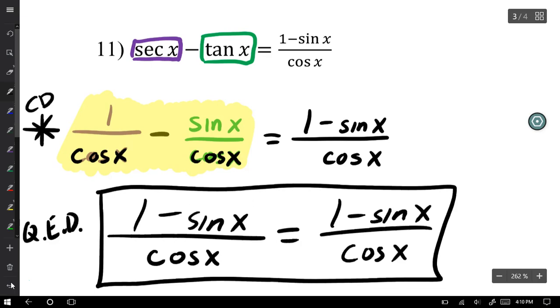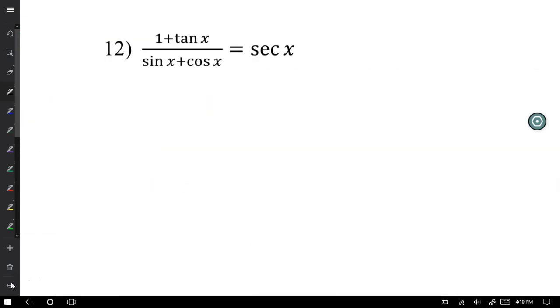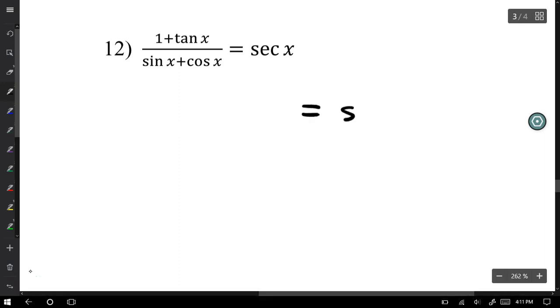So let's look at number 12. What am I going to do on number 12? And we can think through the process to figure out all the techniques we're going to work with. So which side do I keep? Which side do I change? And hopefully you realize you should probably keep secant of x because it's one term.